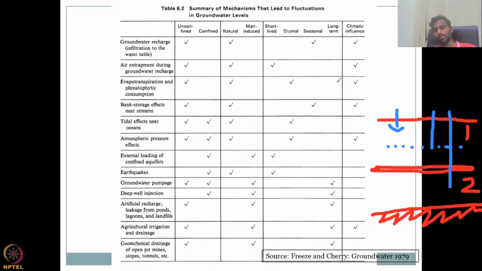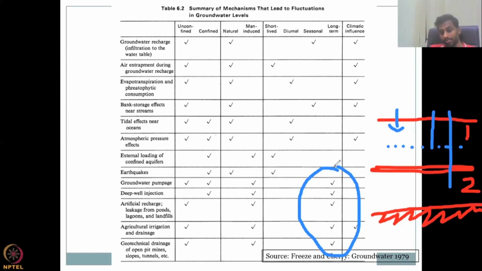So what is the take-home here? There are multiple things that can change the water level, either by recharge or by discharge, taking out the water or putting in the water. What you see is the nature-based processes are either seasonal, short-term, or diurnal, whereas the human-based processes are long-term. So when you disturb a system and it takes a long time to stabilize, that is not sustainable. You cannot do it continuously. For example, bank storage can happen continuously because every season the water comes, it's fine.